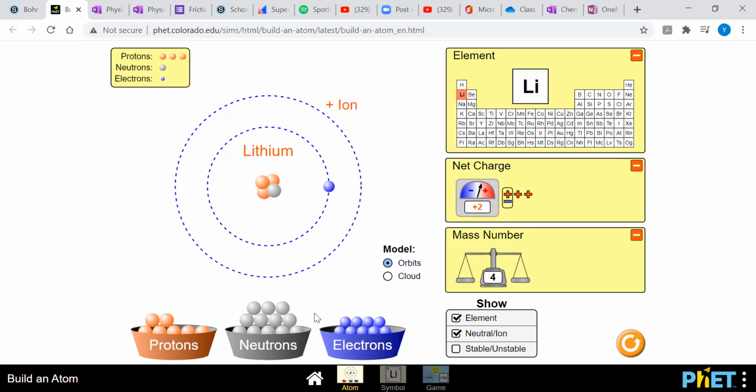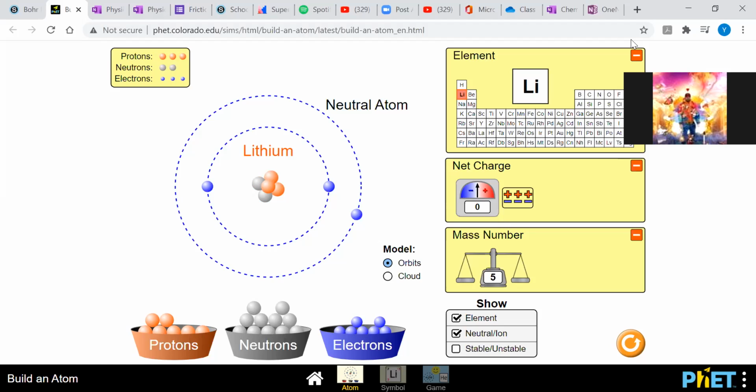Lamar, are you there? Can you tell me which one of these has a negative charge? Proton, electron, or neutron? Electron, very nice. So if I add an electron, that is one of the things that affects my atom.